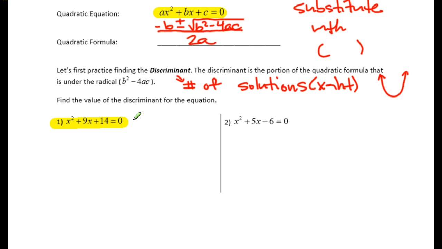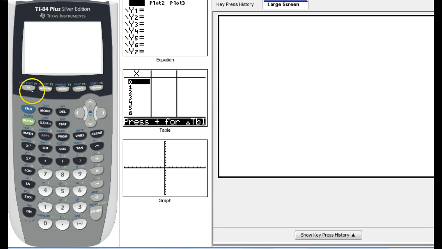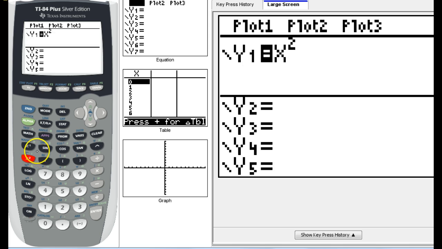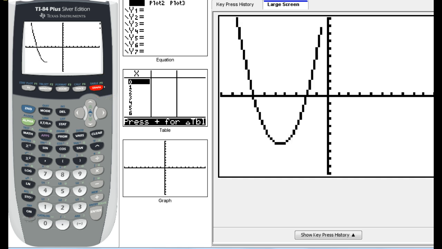Number 1 is x squared plus 9x plus 14. Let's get your calculator and do this with me. We're going to go to the y equals screen so we can graph. Let's punch in the quadratic: x squared plus 9x plus 14. Hit the graph button and let's see what our parabola looks like.